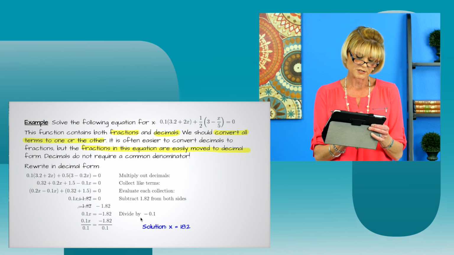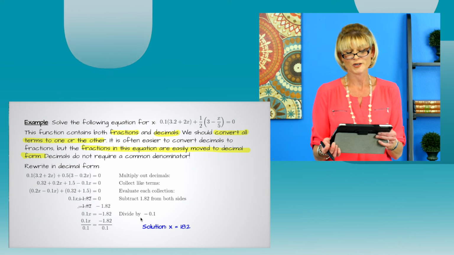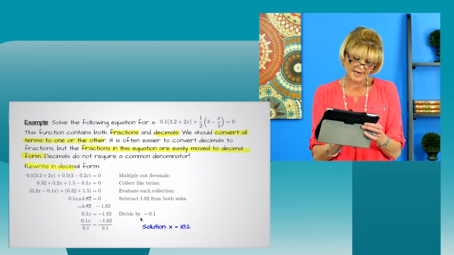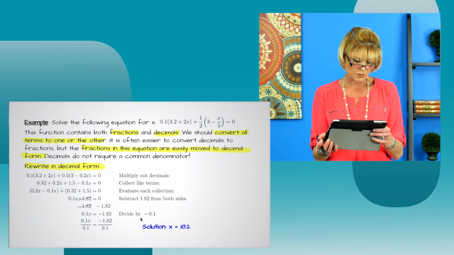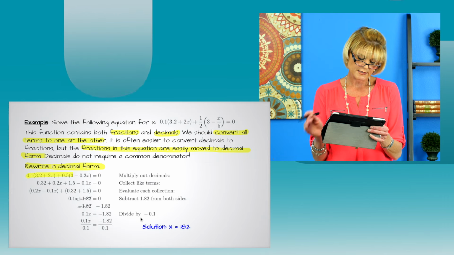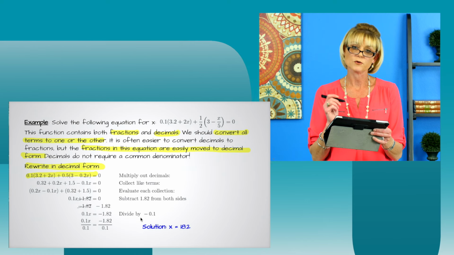We know 1/2 is going to be 0.5. And remember that decimals don't require a common denominator, so that's kind of nice. So I'm going to do it by rewriting it in decimal form. So I have 0.1 times (3.2 plus 2x) plus 0.5 times (3 minus 0.2x) equals 0.